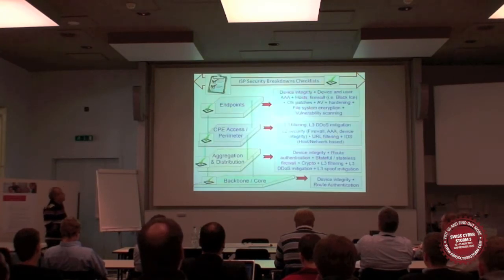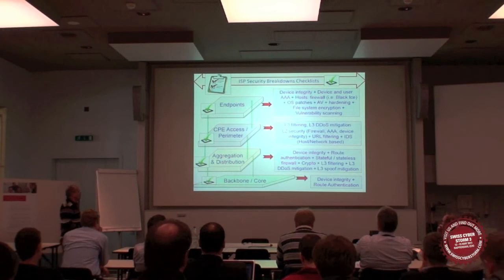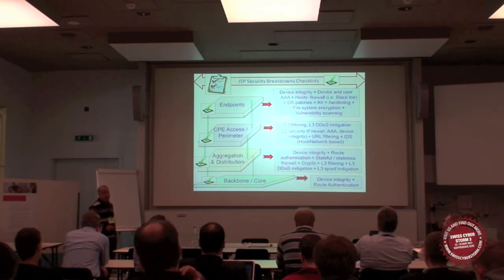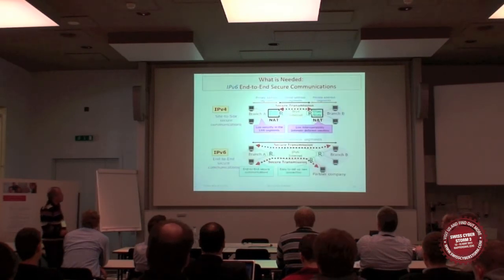Now, the ISP security breakdown checklist: every ISP has to protect the backbone core plane, the aggregation and distribution plane, the customer premises equipment, and the endpoint. Usually the flaws are here, for example, for layer 3 and layer 2, in the firewall and the distributed denial of service attacks, and all this stuff. This is very well known by the network engineers and people who work on security issues.